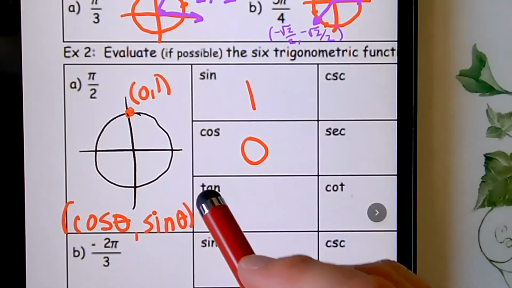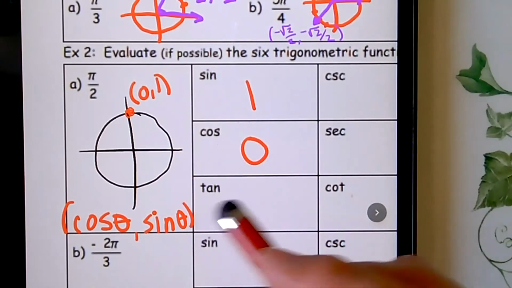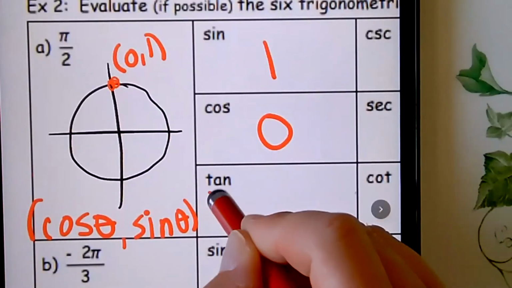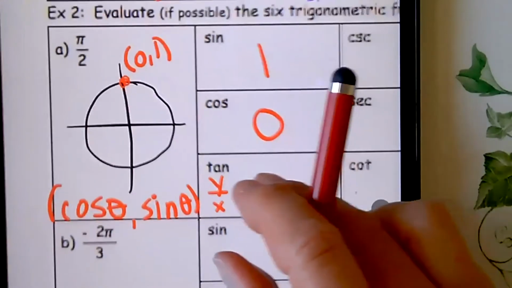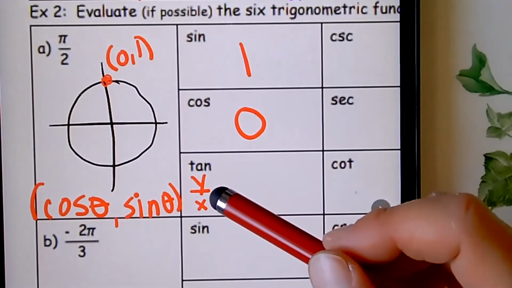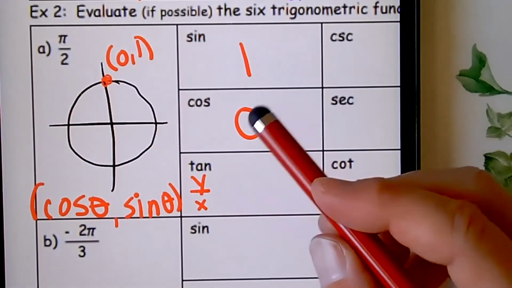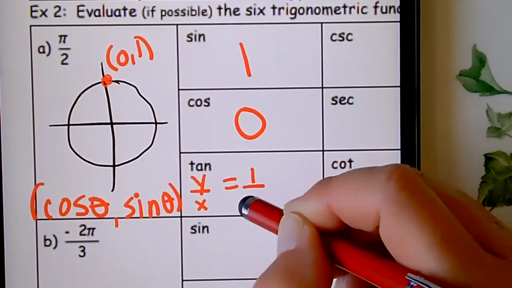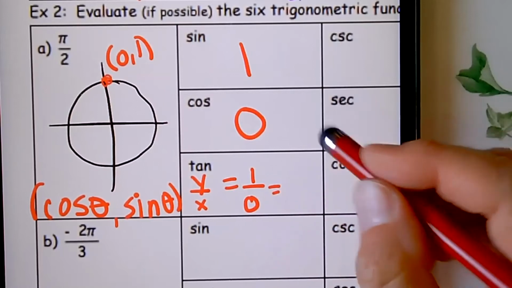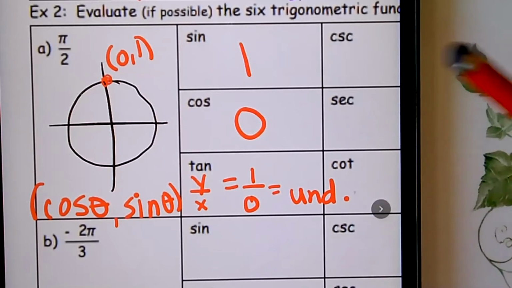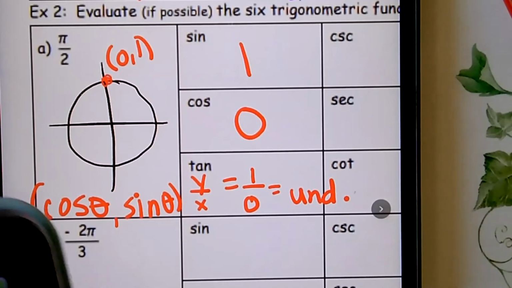Tangent, remember, was rise over run, y over x. So I'm just going to make myself a little note, y over x, okay? Well, that's what we first learned was tangent back in the day. We called it the slope angle, right? So my y is 1, my x is 0, and 1 over 0 is undefined. So if I was to type in tangent of pi halves, it's going to give me error, okay?